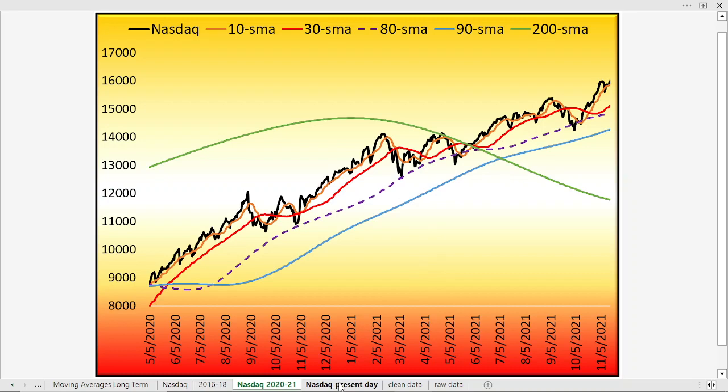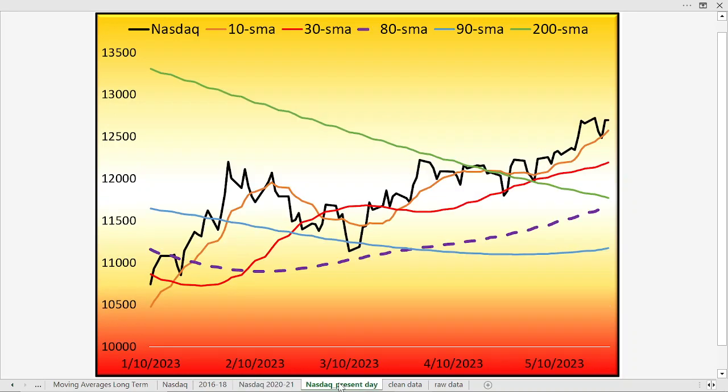Fast forward to present day, we've seen very choppy markets, and you can see why moving averages, in my opinion again, are not best suited for choppy markets. This is why. The dotted purple line is the 80 simple moving average. It's too far away. The 30 is the red line. The orange is a 10. There's really nothing here. And we see a whole convergence of the 90 and the 200.